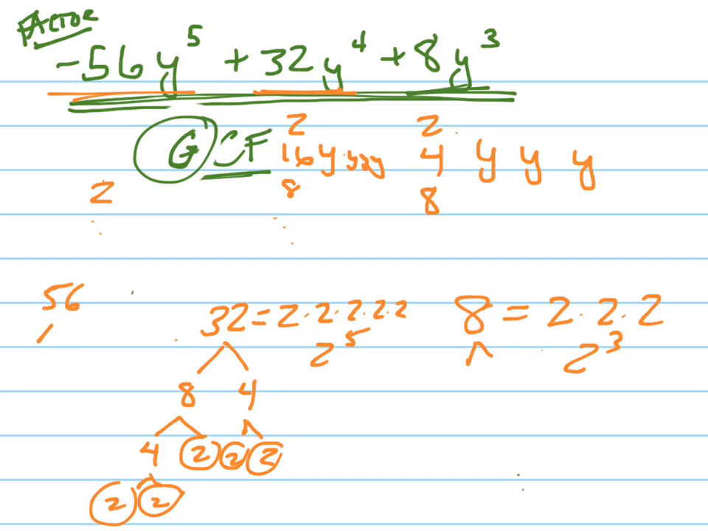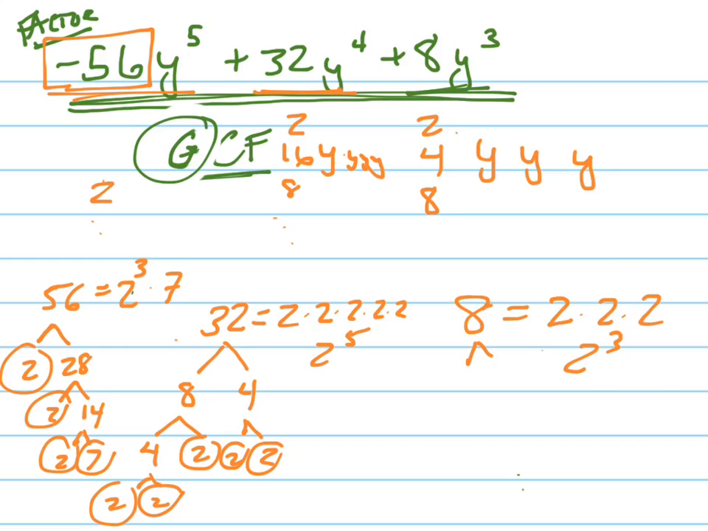56, let's break 56 down. Take half of it, that's 2 and 28. Take half of 28, 2 and 14. Take half of 14, 2 and 7. So what is 56 as a prime factorization? It's 2 cubed times 7. That's the best way to do these kinds of problems, is to think about these numbers as their product of primes. And when you do that, it's really easy to see what they have in common.